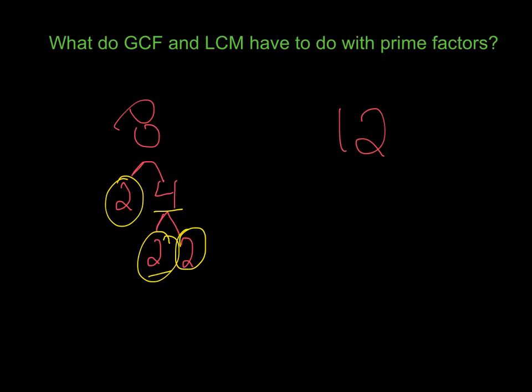So we have 2, 2, and 2, or 2 times 2 times 2 equals 8. So 8 equals 2 times 2 times 2 as its prime factors. And on this side, 12 is an even number, so 2.